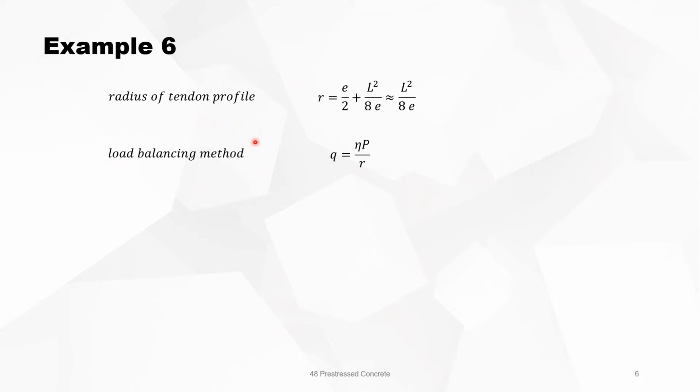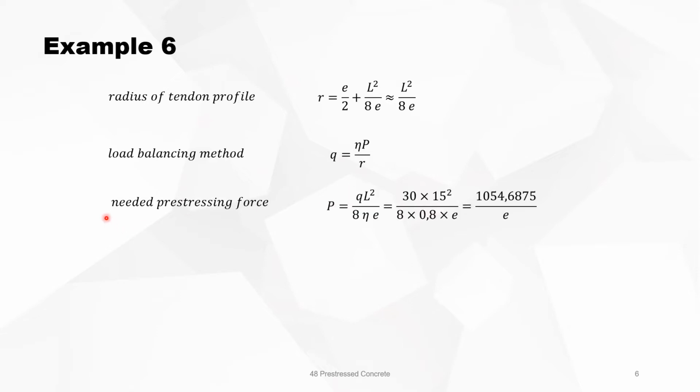The load balancing method: q is N P over R. The needed pre-stressing force P is then q L squared over 8 N E, where R is substituted in here. So now we have the needed pre-stressing force as a function of the eccentricity.